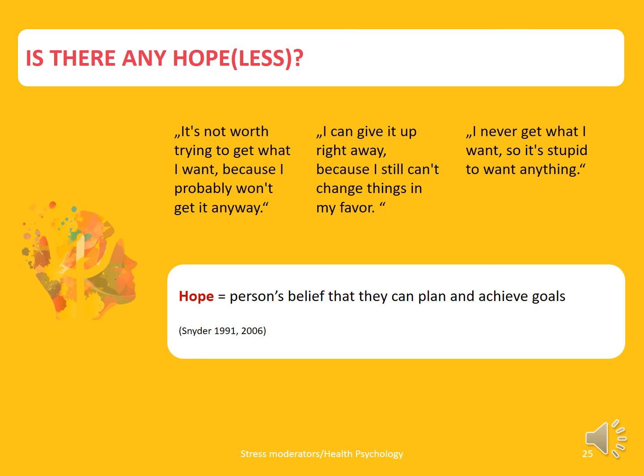Relevant to the field of stress and coping is also the concept of hope and hopelessness introduced by Snyder and colleagues. They defined hope as a person's belief that they can set, plan, and achieve goals. And they emphasize hope as goal-directed thinking. There is some conceptual overlap with optimism and self-efficacy, as all those constructs focus on individual resources. However, Snyder explains that hope is about having the motivation, the agency, and the route, the pathway to achieving such goals.